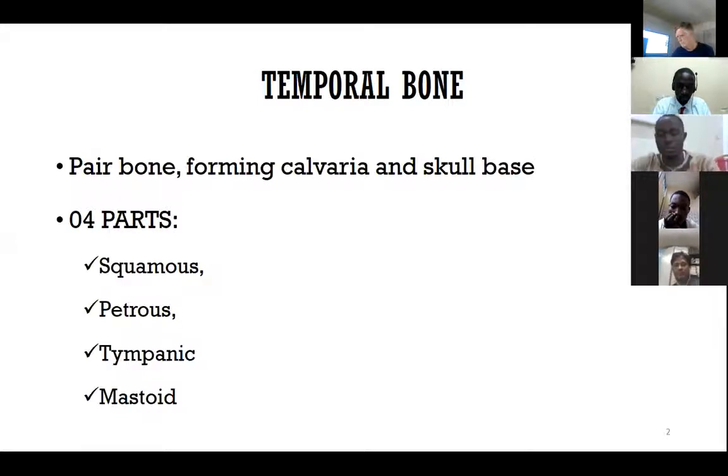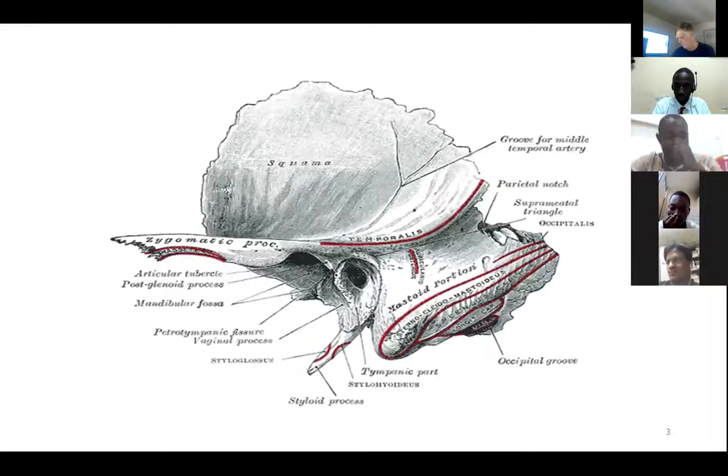If we refer to embryological development, some literature divides it into 5 portions, but some persons say that the coeloid part of the bone is not a part of the temporal bone. So the four parts we will note here are the squamous part of the temporal bone, the petrous part, the tympanic part, and the mastoid part. Let us speak about all the parts.